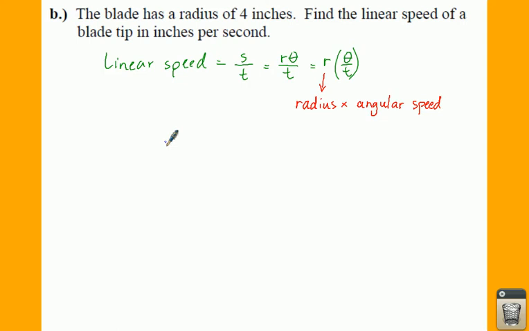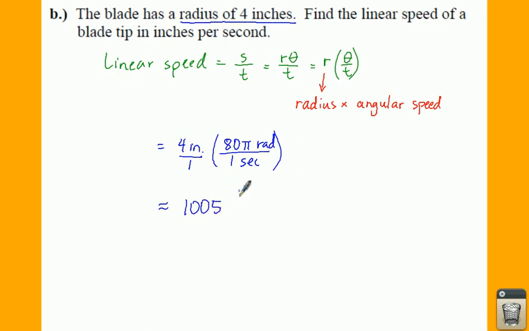So to find our linear speed, we're going to take our radius, which is 4 inches, and multiply that by our 80 pi radians per second. Remember, per means you have a fraction. So we have 4 inches times 80 pi radians per second, over 1. That will give us approximately, and we'll write this out as a full answer, 1,005 inches per second.